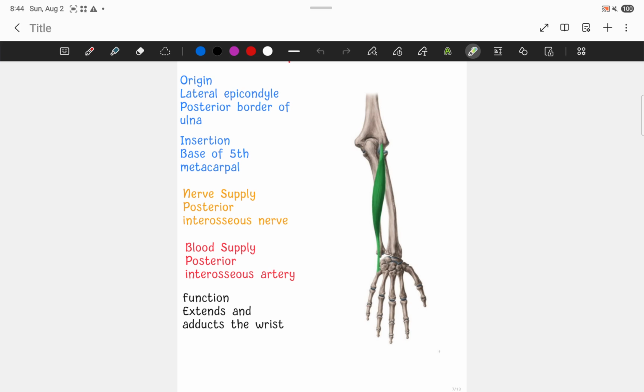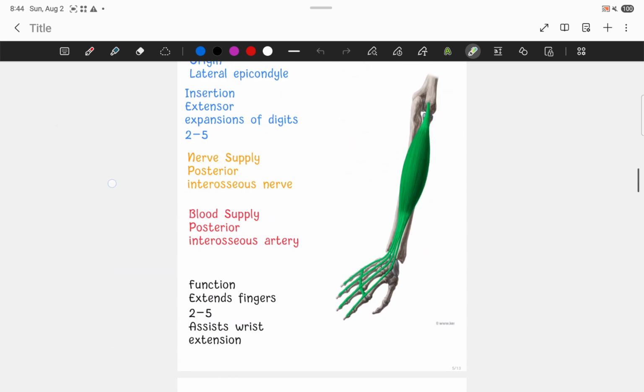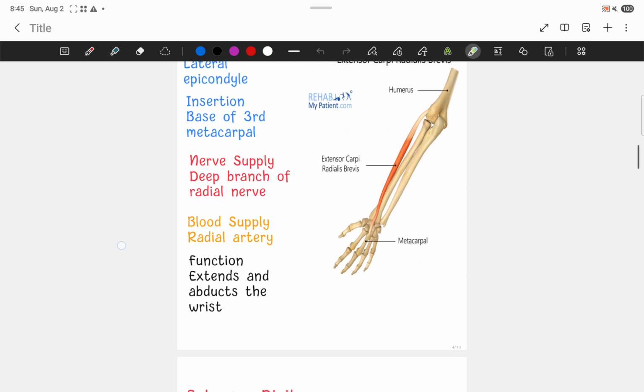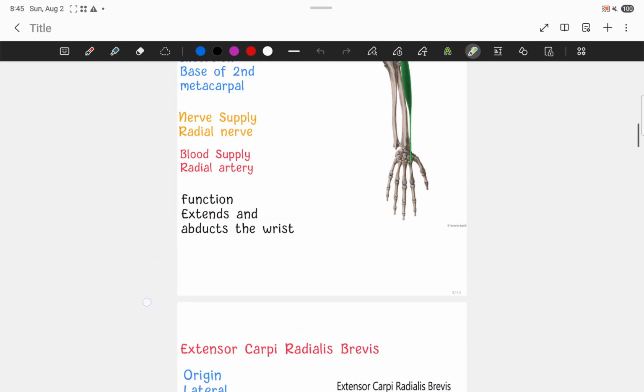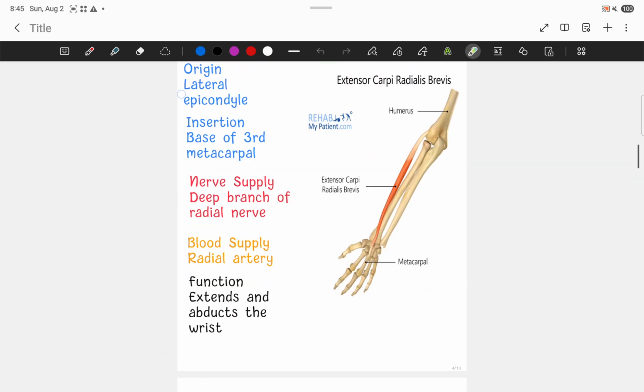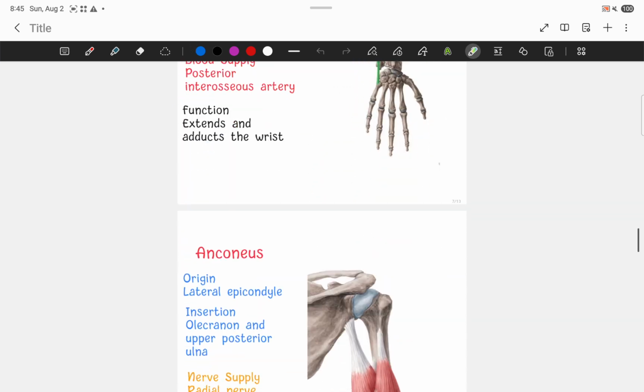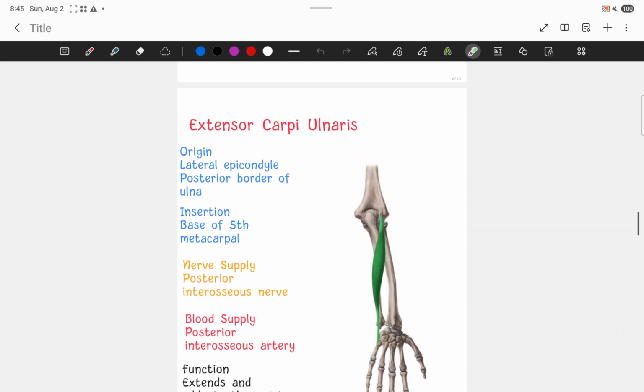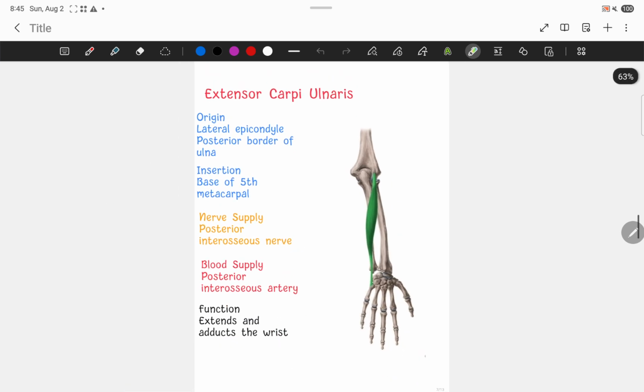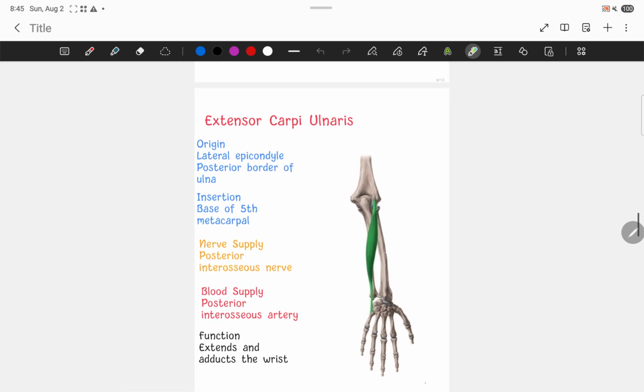Remember, we have muscles that abduct. The abductors are the extensor carpi radialis longus and brevis, but extensor carpi ulnaris is the adductor. Don't confuse. I'm telling you: carpi radialis abducts, but extensor carpi ulnaris adducts. Memorize that. I know your professor loves this.